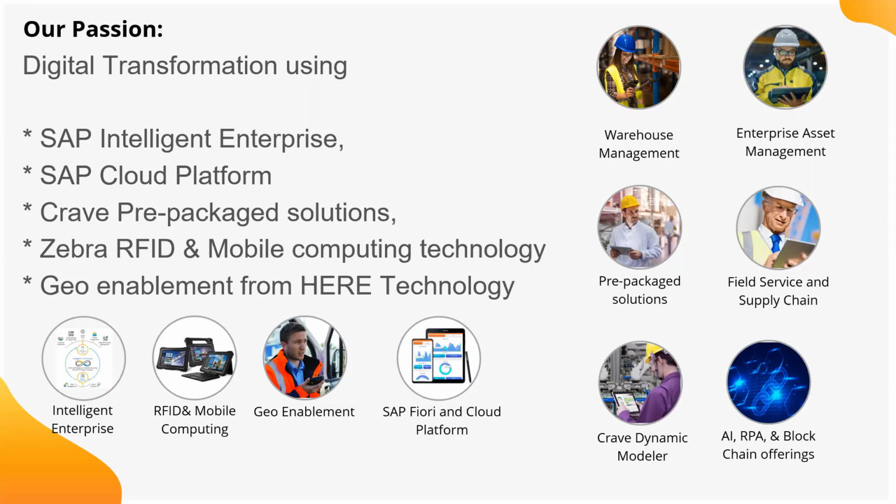Plus, we specialize in Zebra RFID and mobile computing technology. That also includes the barcode enablement. And finally, geo enablement from companies like Here Technology and Google Map. We also work with Google, but our primary relationship is with Here. Here Technology is a company who is a B2B for map or geo enablement solutions. Very good and very powerful.